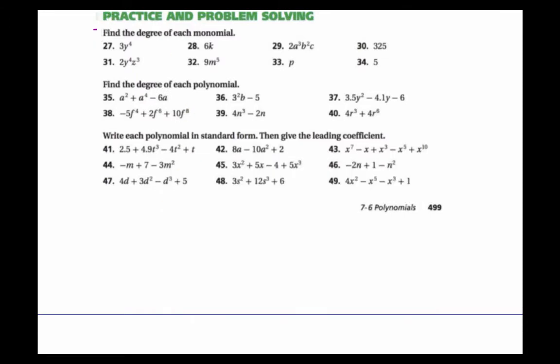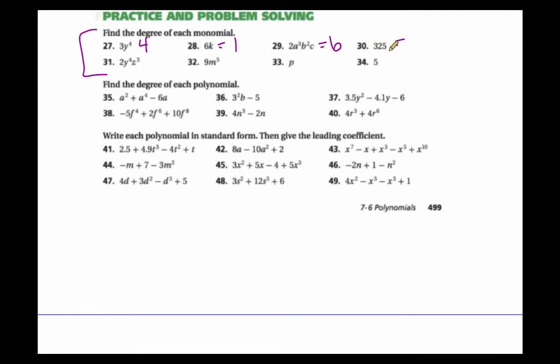So for this section, it says, find the degree of each monomial. All right, so this one is 4, okay? This one is 1. This one is 3 plus 2 is 5 plus 1 is 6.